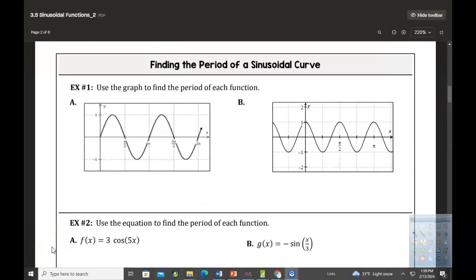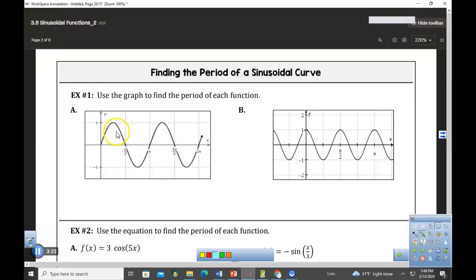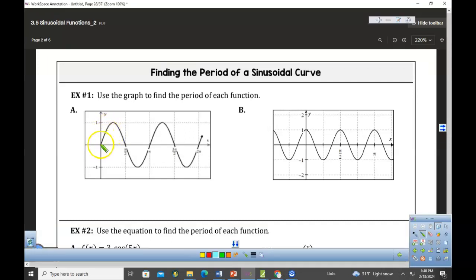Alright, let's use the graph to find the periods of each sinusoid function. I want to look at how long it takes me to complete one full wave. So on A, I'm going to go up, I'm going to go down, and then you kind of see there how we restart it. And then we're going to do another wave, and then the same. So each wave is how long? From here to here would be my period.